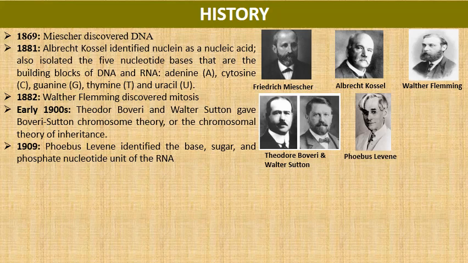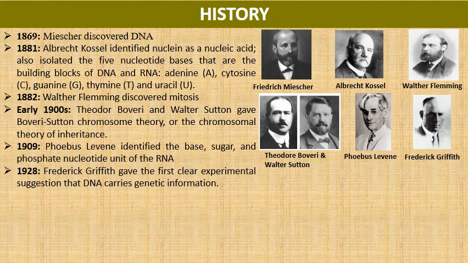Later, Levene identified deoxyribose sugar. Levene suggested that DNA consisted of a string of four nucleotide units linked together through the phosphate groups, which is known as the tetranucleotide hypothesis. He thought the chain was short and the bases repeated in a fixed order.